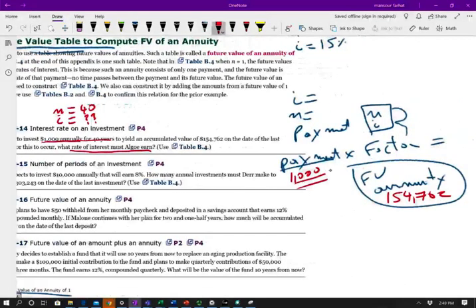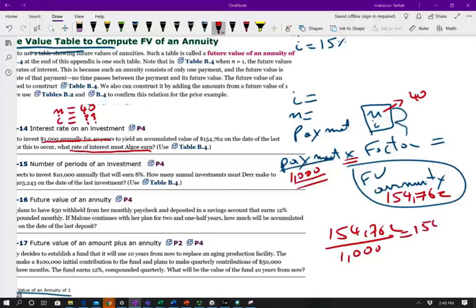So we should take the $1,000 times a factor. We don't know what the factor is. In the factor, we know N equal to 40. And that's going to give us $154,762. We can find the factor. How can I find the factor? If I take $154,762 and divide this by 1,000, that's going to give me the factor. That's not the answer. The factor is just the factor. From the factor, I can back into the answer. So the factor is 154.762. This is the factor.